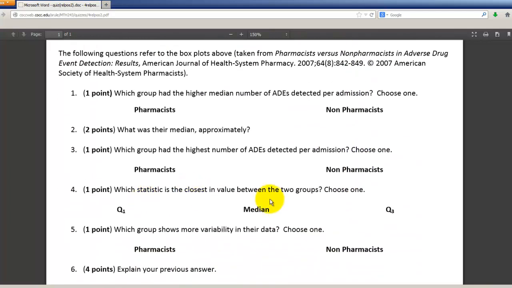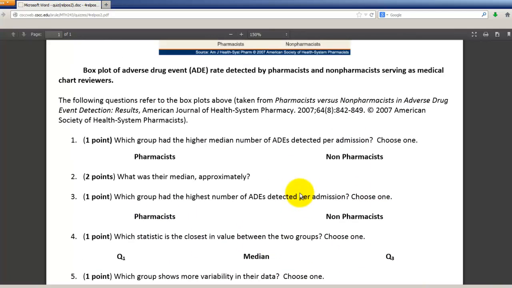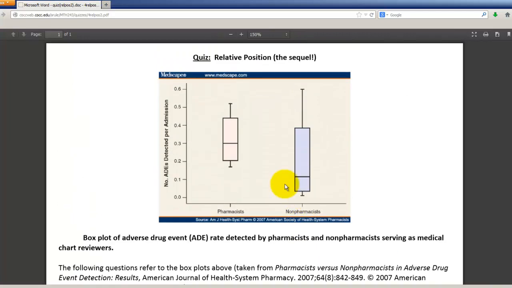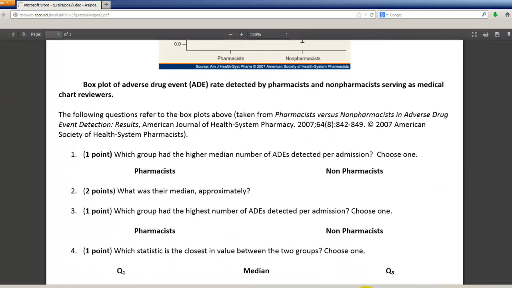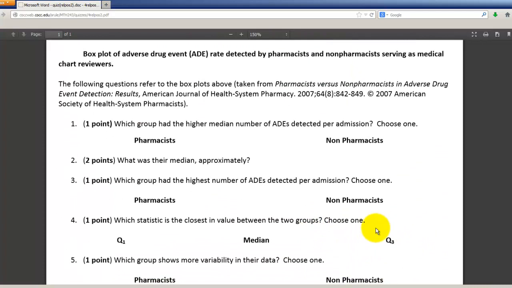Which statistic is closest in value between the two groups? Choose one. Well, let's see. The mins are off by about 0.2. So is Q1. The medians are off by 0.2. Q3 looks pretty close. And the max. Yeah, of the three I listed, Q3 is definitely the closest.